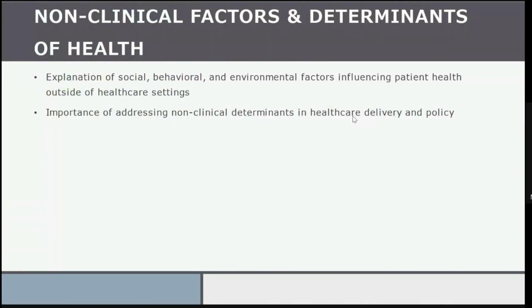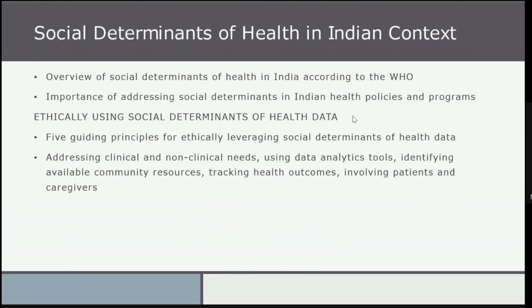So what are the non-clinical factors and determinants? Social, behavioral, environmental factors. These are the ones that help in the delivery and the policy of it. What are the social determinants if you look at it? Overall, the social determinants of health in India, like the importance of social determinants. So there are guiding principles for ethical purposes, like clinical, non-clinical usage. How do we use the data tools? Identifying community resources. Do we have it? Involving patients, caregivers. Caregivers is another important social determinant.